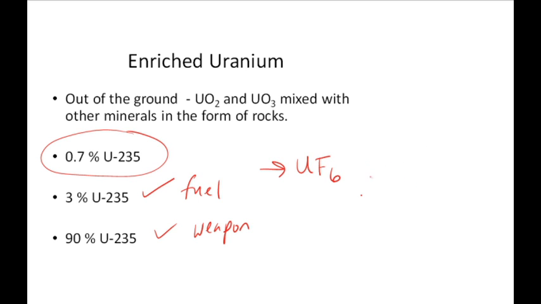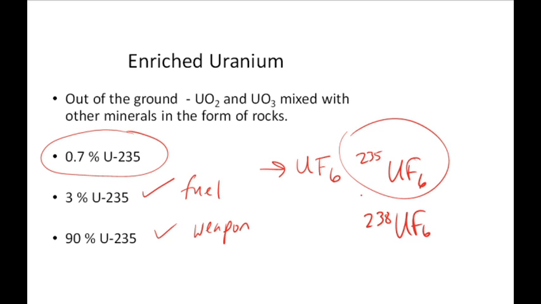And what happens is the uranium-235 hexafluoride, versus the uranium-238 hexafluoride, is going to be lighter. So if you're spinning it in some kind of a centrifuge tube, the uranium-235 hexafluoride is going to move to the top, and the uranium-238 hexafluoride is going to move towards the bottom, and so you can then get the uranium-235 separated out.